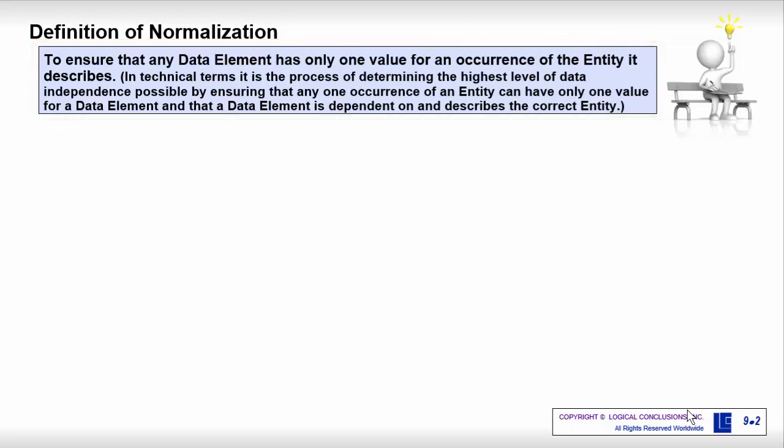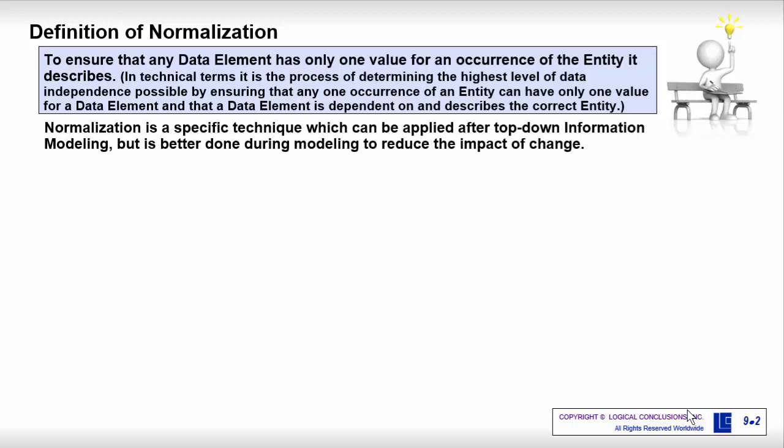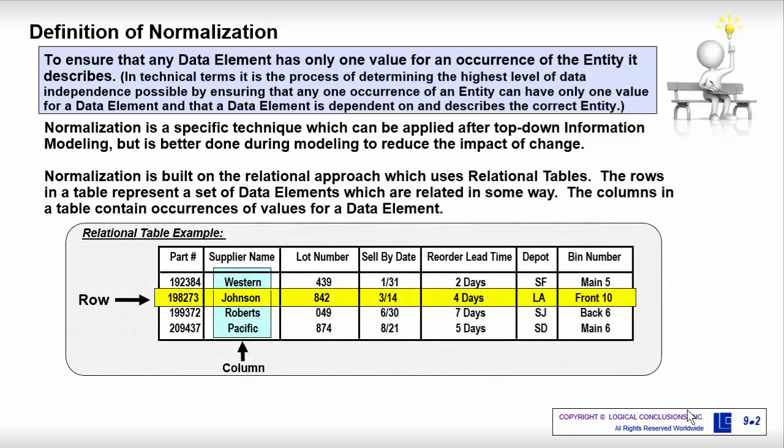For example, the name Brian Dickinson appears only once as a customer name in a customer entity. Normalization is a specific technique which can be applied after top-down information modeling, but is better done during modeling to reduce the impact of change.